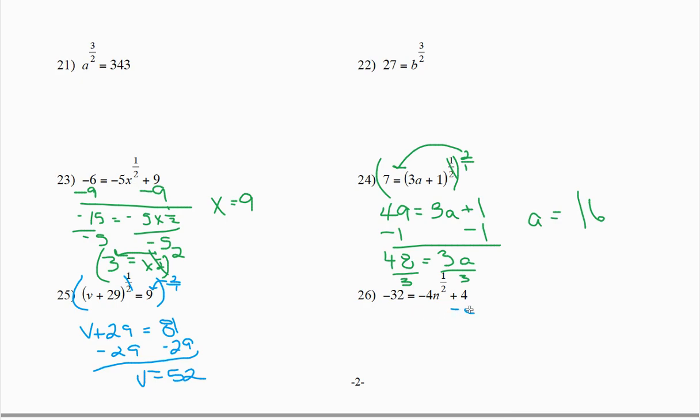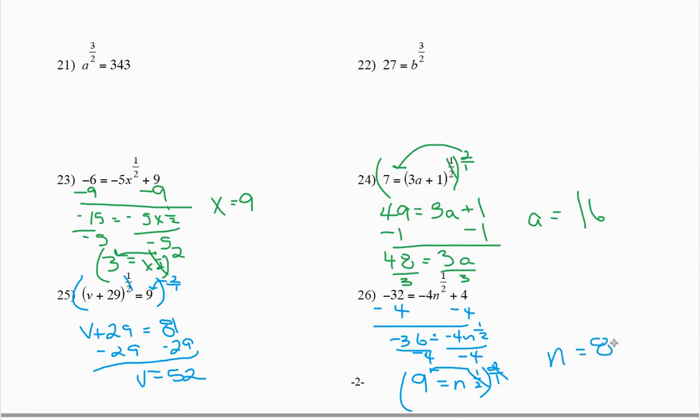So subtract 4 from both sides. That gives you negative 36 equals negative 4 n to the 1/2. Divide by negative 4. That gives me a positive 9 is equal to n to the 1/2. Now that the exponent is by itself, I can square both sides to get rid of it. 9 squared is 81, so n is equal to 81.